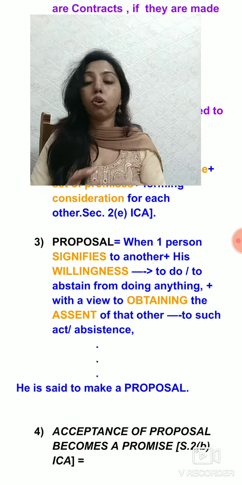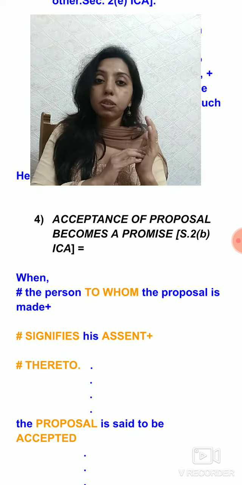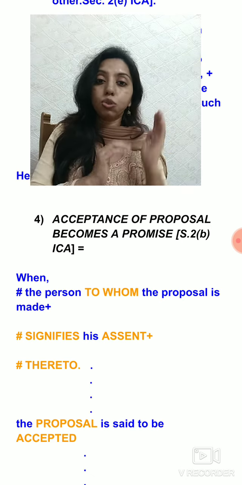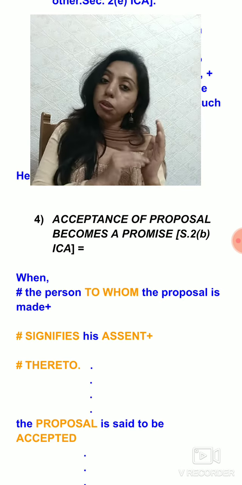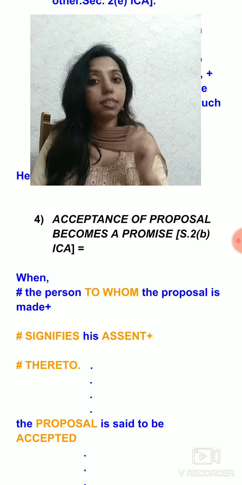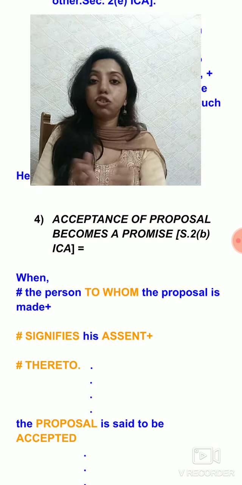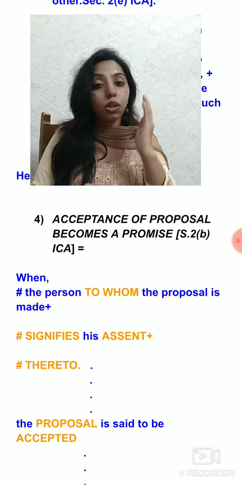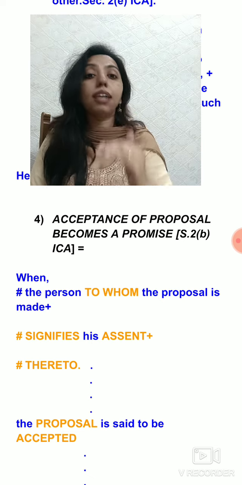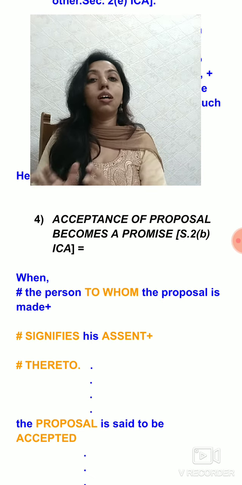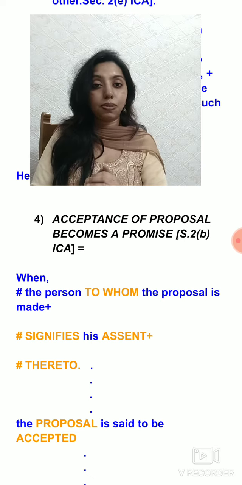Now the next step is, as I told you, what is a promise? When this proposal is accepted, it becomes a promise. So as per section 2(b), when the person to whom the proposal is made, in my example B was the person to whom A made a proposal, signifies his assent, the next step after the offer or the proposal is that this has to be done by this second person. Now when the person to whom the proposal is made signifies his assent thereto, then this proposal, when accepted, becomes a promise.